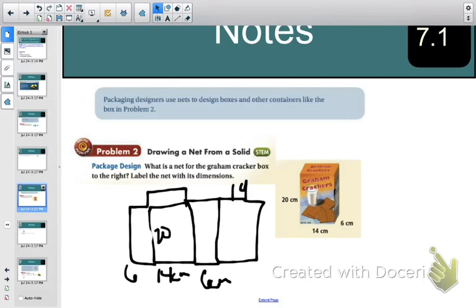And that is going to be 6 by 14 because it's got to be the same width there. And then the bottom I can just put directly below that. And again, that should be the same size, 14 by 6. And these are all 20, 20, 20. I'm not writing my centimeters because it will look super messy, but those are all centimeters. Alright, and that's what your net should look like with the dimensions labeled.